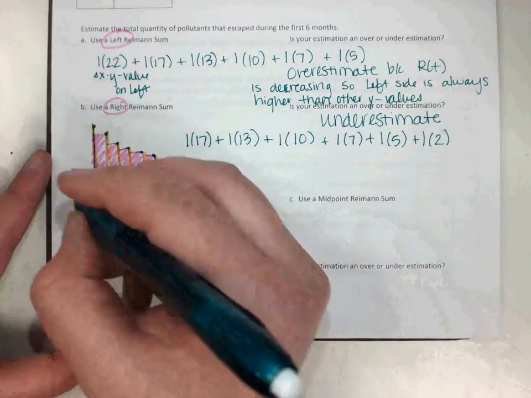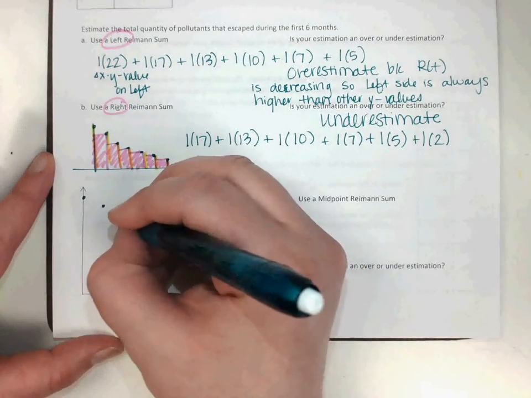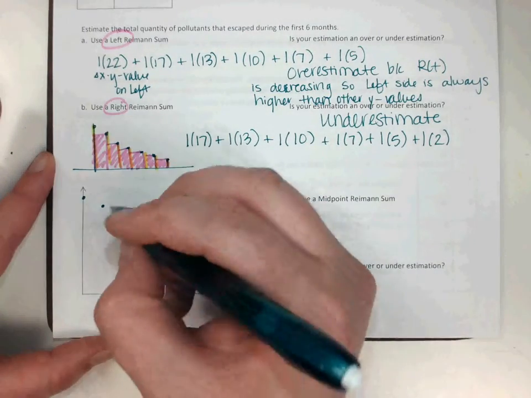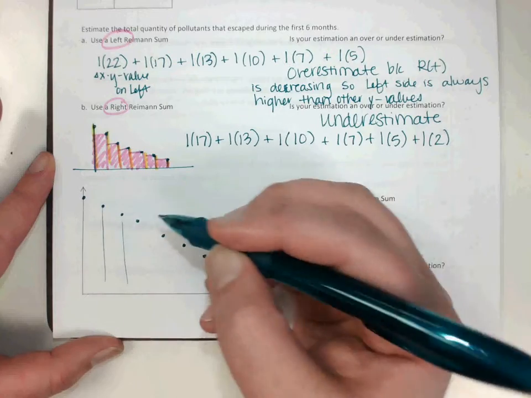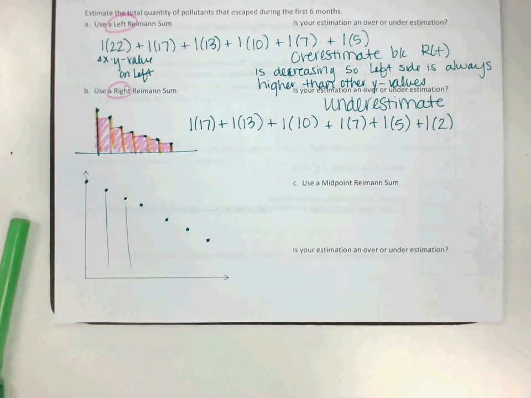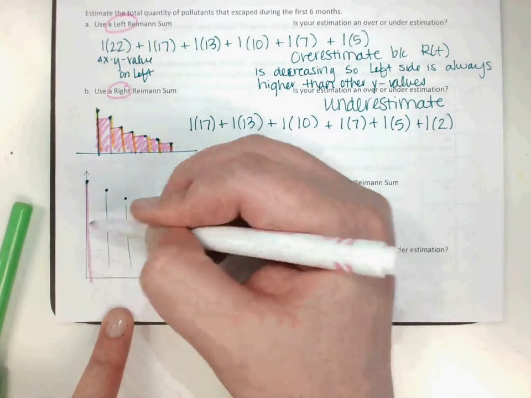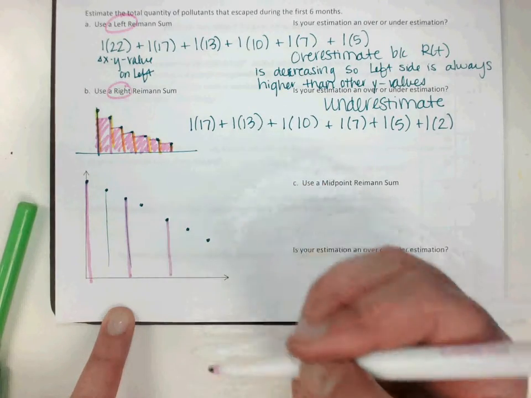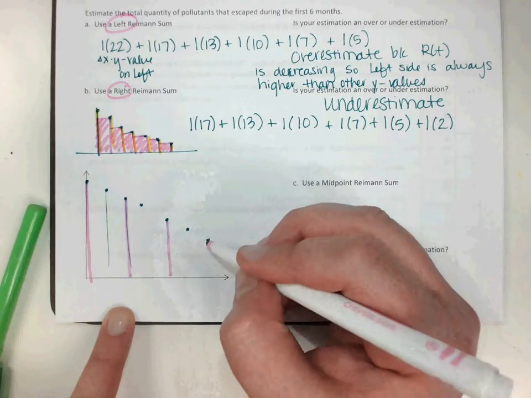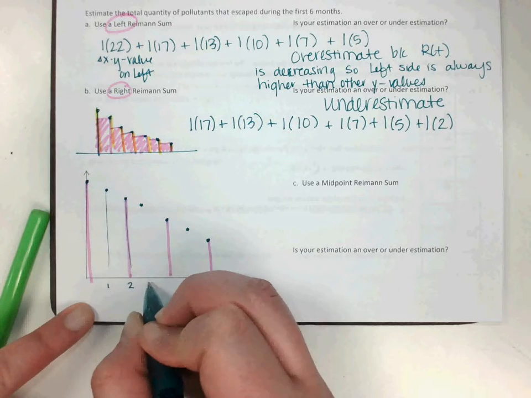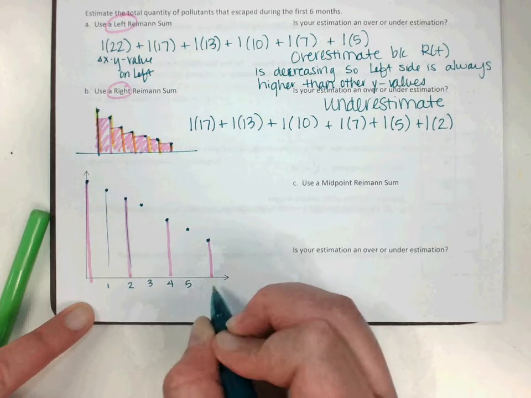For the last one, we're going to do a midpoint. 2, 3, 4, 5, 6. So 1, 2. Ooh, hold on, don't do that. What do we have to do when we're doing midpoint? Remember, you have to skip. So you're going to go from 0 to 2, skip 1. Then from 2 to 4, skip 3. Then from 4 to 6, skip 5. So this is 1, 2, 3, 4, 5, 6.